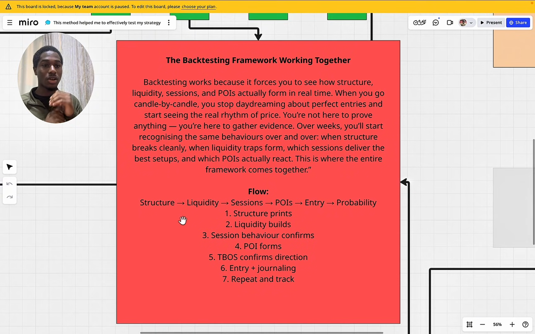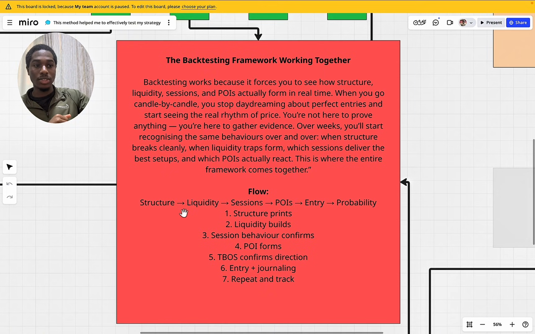Over weeks you start to understand and recognize the same behaviors over and over again. Giving yourself that repetition, you're forcing your brain to adapt to the markets and adapt to how the market moves and where price reacts from. So when you know when structure breaks cleanly, when liquidity traps form, which sessions deliver the best setups, and which POIs actually react, you'll be able to trade less and take much higher probability setups. This is where the entire framework comes together now.